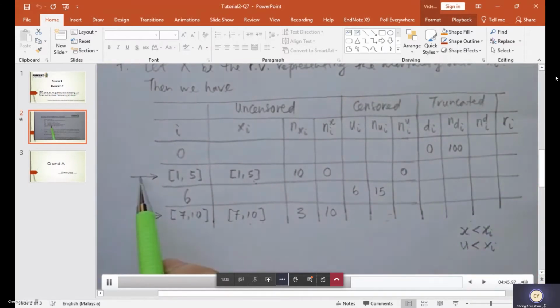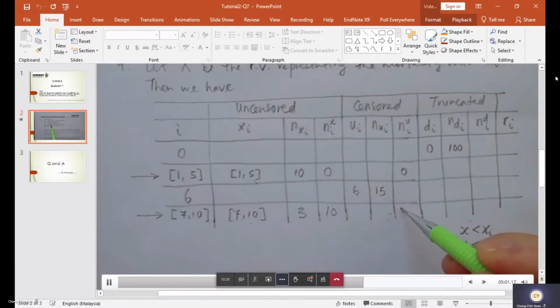Place it into the correct row. And next I choose this group. How many U values are less than this group? I have 15 of the 6 which is less than this group. So it's 15.